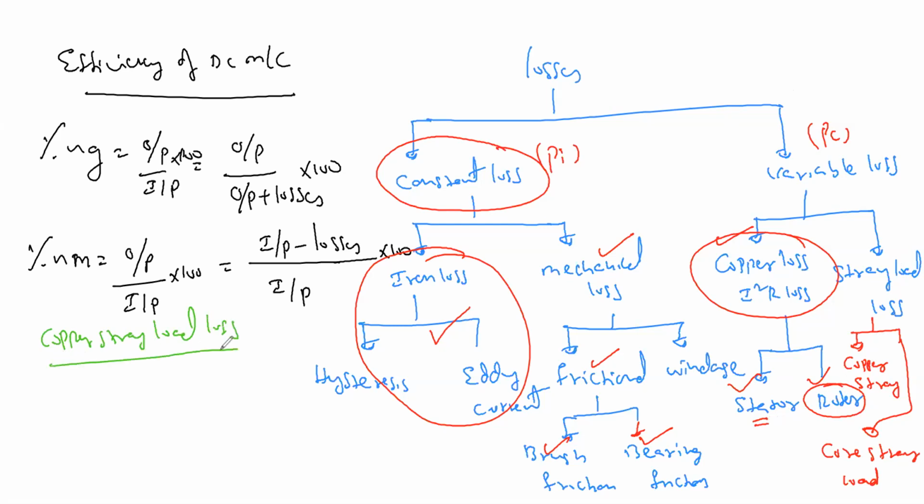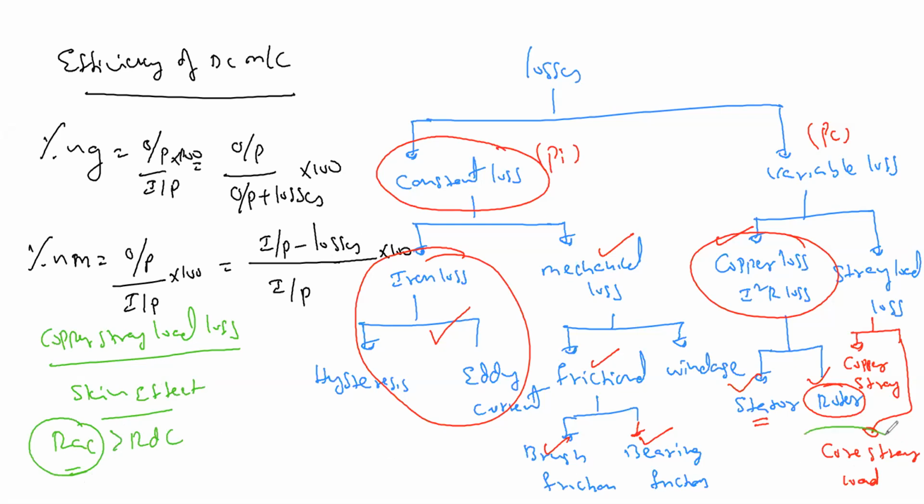This is something extra. Due to skin effect, current is flowing on the surface of the conductor. So R effective, RAC, is greater than RDC. So इसका एक additional resistance का वजह से more loss हो जाएगा. That's called copper steel wool loss.